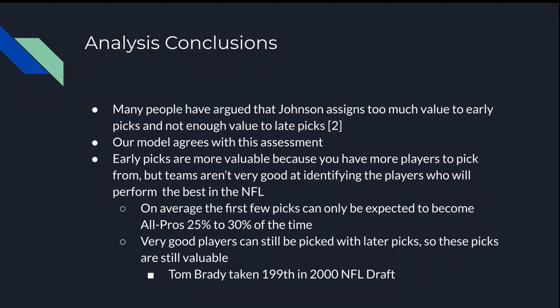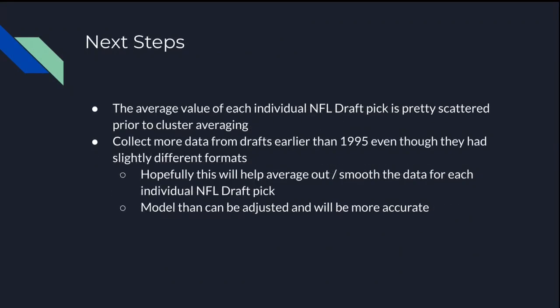As we saw earlier, the average value of each individual NFL draft pick is pretty scattered prior to group averaging. Ideally, we would like to be able to remove some of this scattering from our model without having to use group averaging. One way to do this might just simply be to collect more data. We didn't collect data from before the 1995 NFL draft because the draft format was different then.